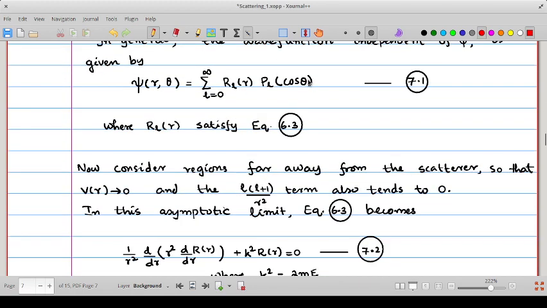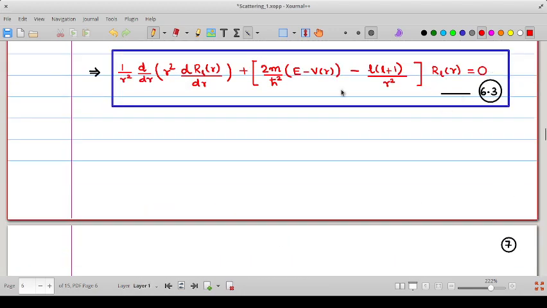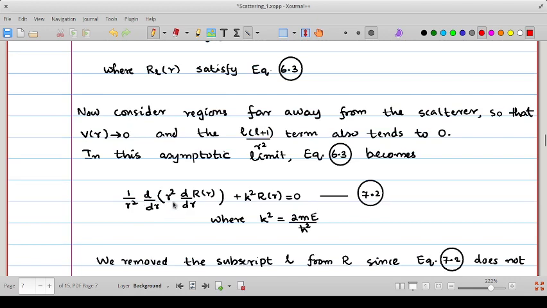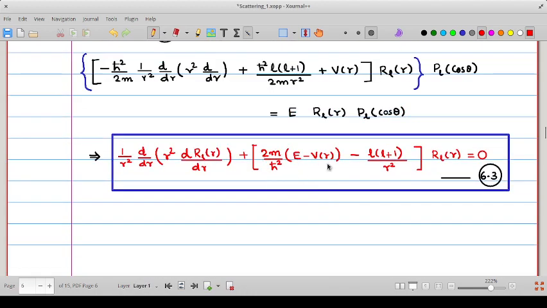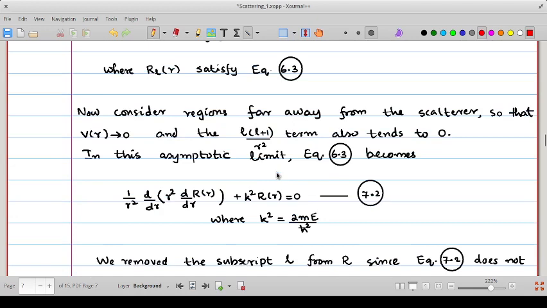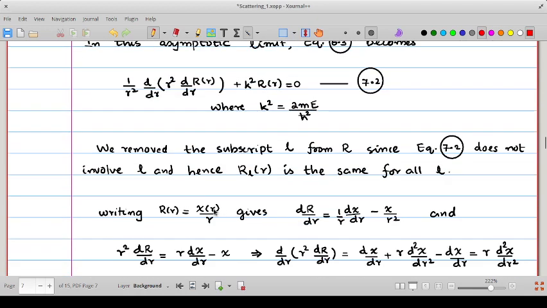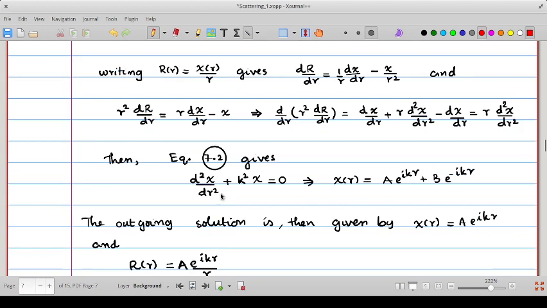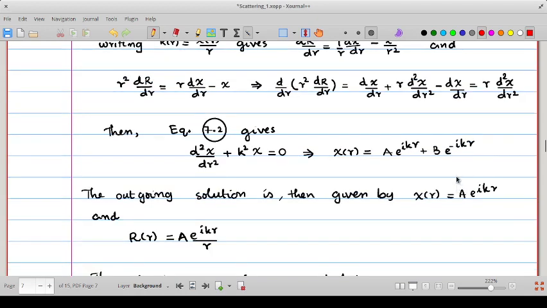So in that case, this equation 6.3 now becomes 1 by r² d/dr (r² dR/dr) plus k² times R equal to 0, where k² is defined as 2mE by ħ². From here V(r) is 0 and this factor is 0. The only other factor remaining from the square brackets is 2mE by ħ² times R_l(r), and we call 2mE by ħ² k². Now writing R(r) equals χ(r) by r, this equation further simplifies to d²χ/dr² plus k²χ is equal to 0, which has solutions A e^(ikr) plus B e^(-ikr).